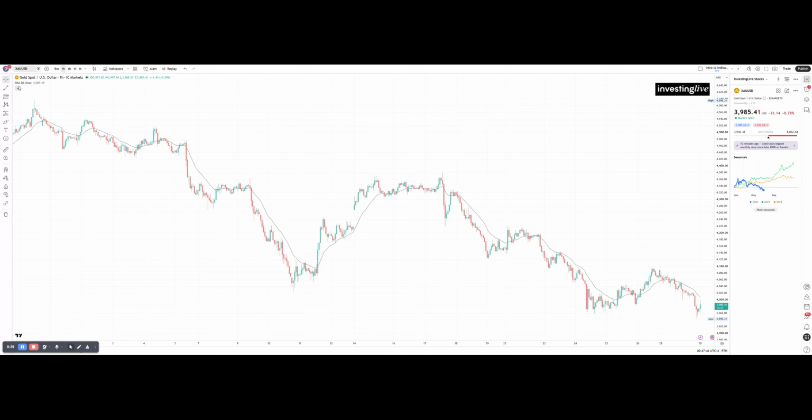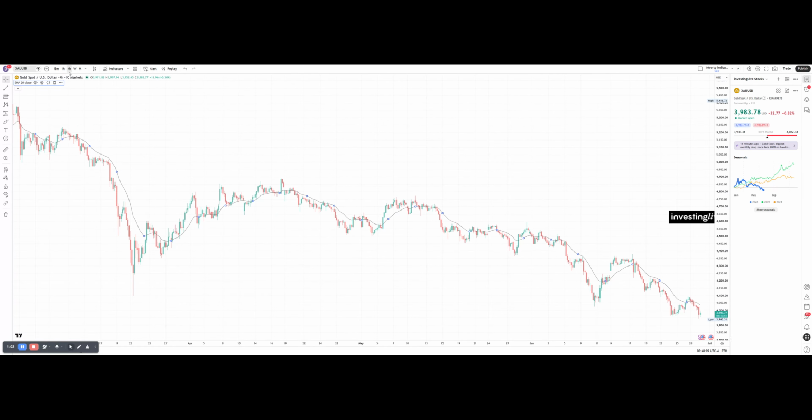And you want to make sure what the settings are. By default, it should have length 20. If not, please have it on 20. And the source should be the close. You can change the color if you want. I'm just going to keep it as is. And then you will see it differently on the different time frames, depending on what time frame you're looking at.